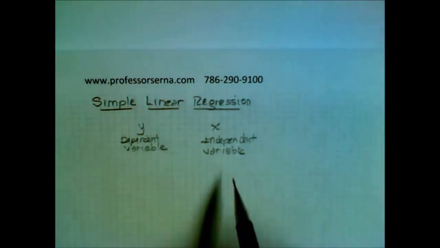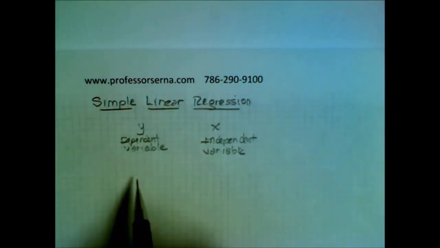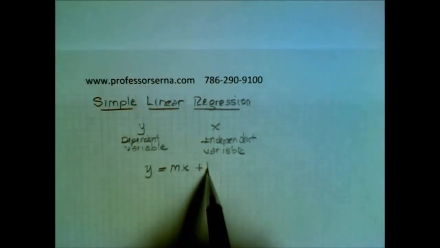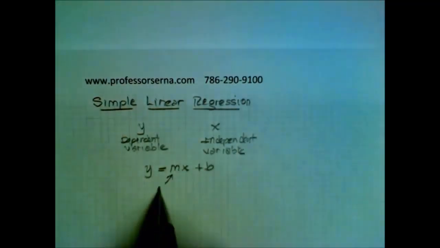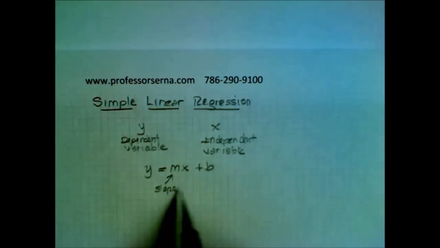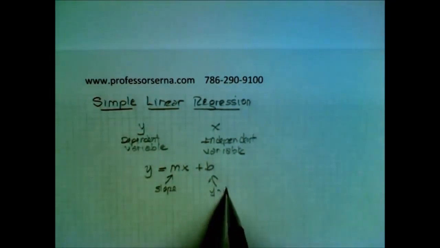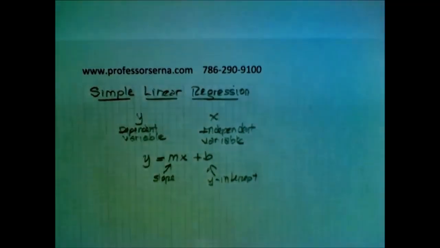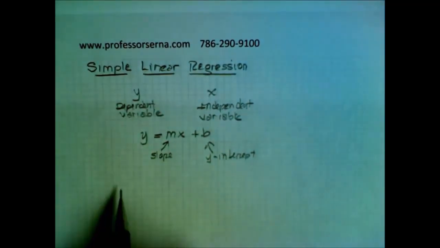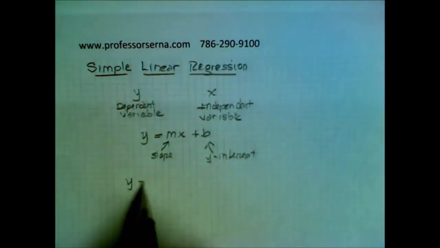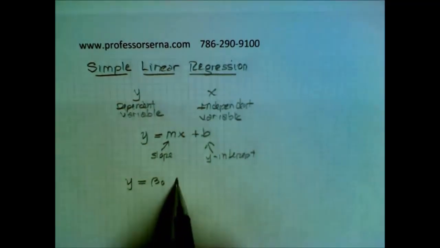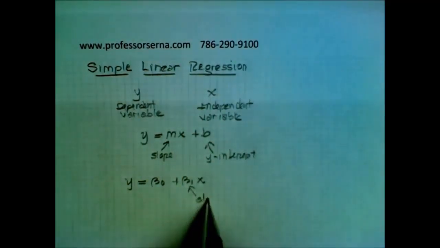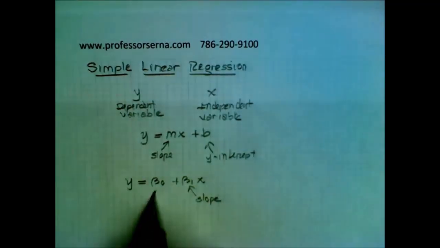So you have seen in math many times y equals mx plus b. This is the equation of a line, where m is the slope and b is the y-intercept. So in stats, we're going to use a notation that is slightly different. We're going to say y is equal to beta 0 plus beta 1 x. So in our case, beta 1 would be the slope, and beta 0 would be the y-intercept.